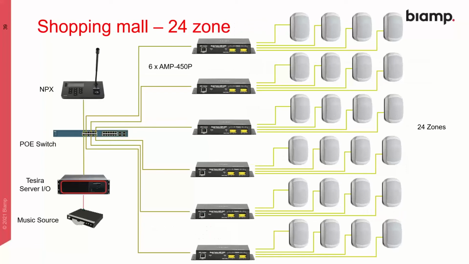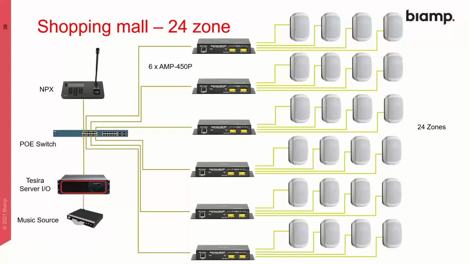So this is really quite a large system. I've used it as a shopping mall, but again, the application could be very different. So again, I've gone with decentralization. I've got a Tessera server IO with a music source and maybe the PoE switch in a central rack. And then from there, I have a Cat5 infrastructure going off to the MPX paging mic, and it could be multiple paging mics, of course.